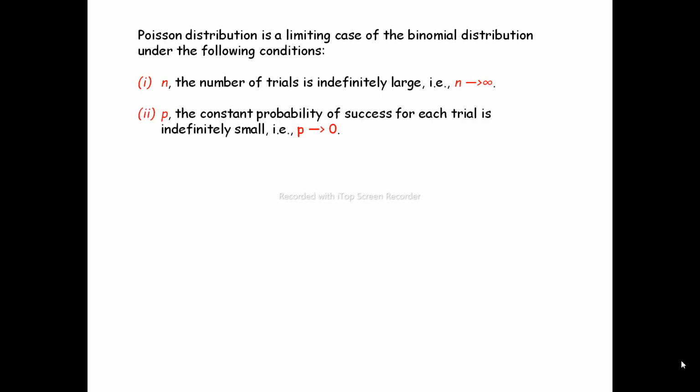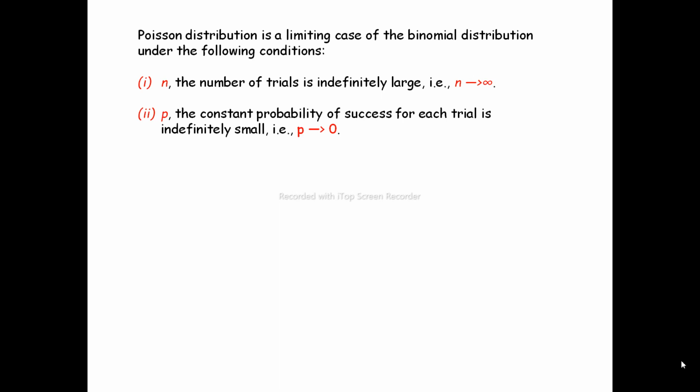Poisson's distribution is a limiting case of the binomial distribution under the following conditions: n, the number of trials, is indefinitely large, that means n may be equal to infinity, and p, the constant probability of success for each trial, is indefinitely small, that is p may be equal to 0.